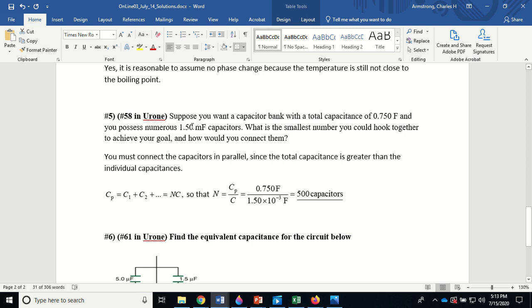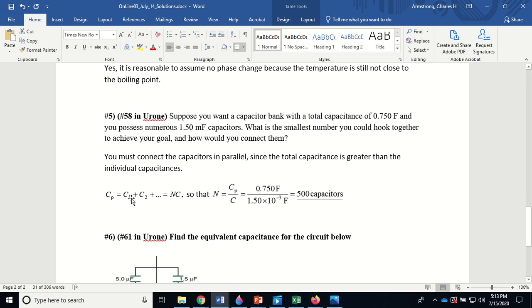Why? Because if you keep hooking them up in series, the total capacitance goes down. If you hook up two of these together, you're going to get half of this, 0.75 millifarads. And you put another one in there, you're going to get even less than that. But if you put them in parallel, then they add together. So you have to figure out how many you can add to get this 0.750 farads.